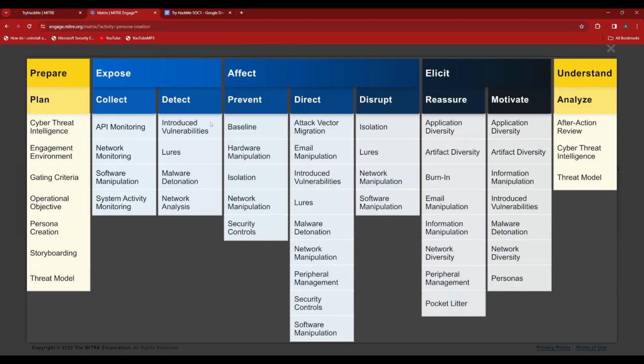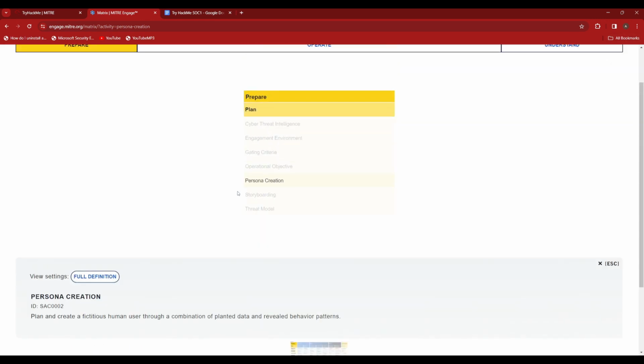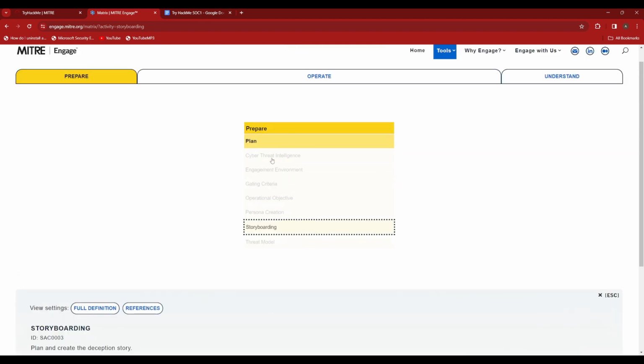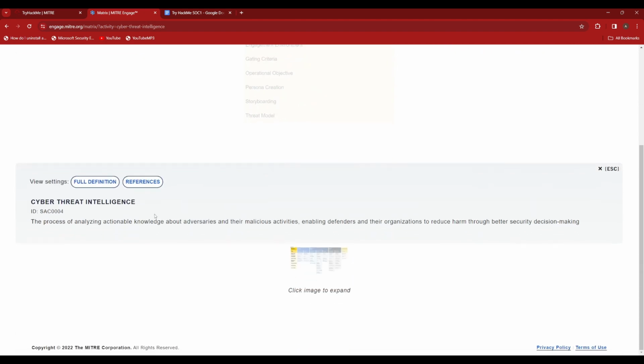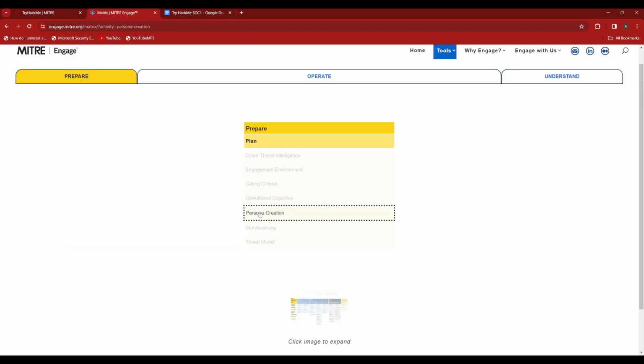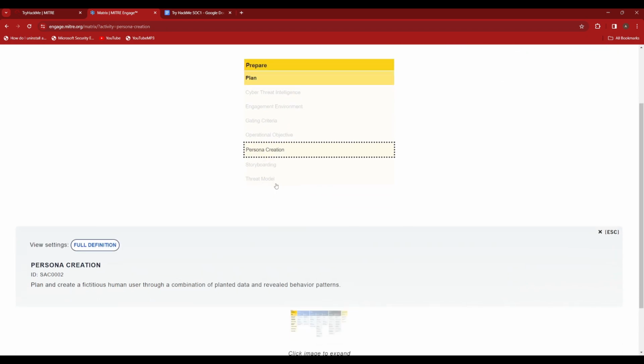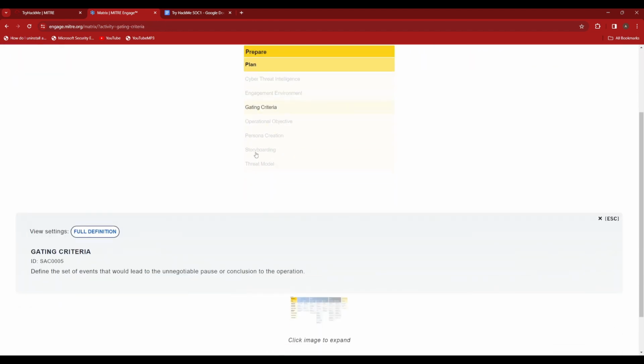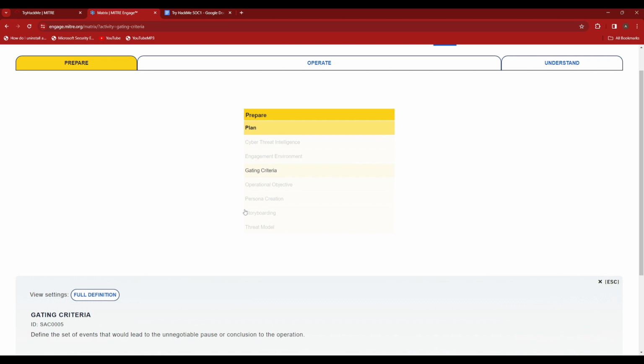Okay. I believe this is the same picture every single time. I don't really see a difference, but it's cool to still click through this and see what the different options are, like storyboarding is plan and create the deception story, just to like capture criminals, get them engaged with your trap, and then at some point expose them and stop them in their tracks. It seems what this is mostly about so far, which is pretty cool. Very interesting stuff. Like, man, it's almost like playing a game, but a very serious game.